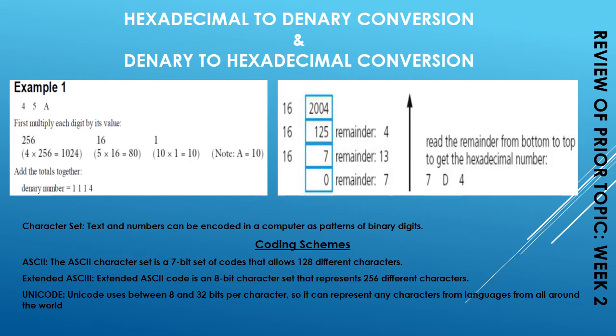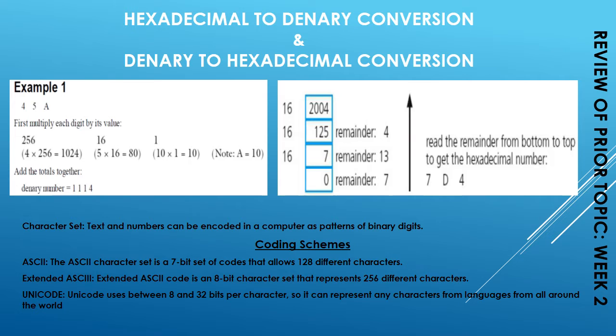Now, if you are given a denary number and you are asked to convert it into the equivalent hexadecimal number, for example, you are given the number 2004 and you have to convert it into a hexadecimal number, you will be using the remainder method. You will divide the number by 16 and keep dividing till you get a quotient lesser than the divisor. In this way, we got the number 7D4. We will read the remainders from bottom to top to get the hexadecimal number.